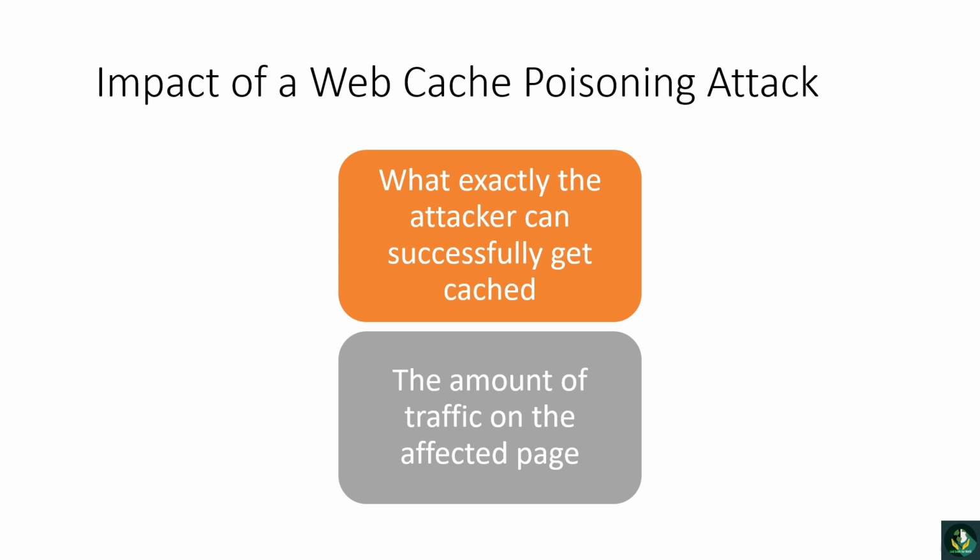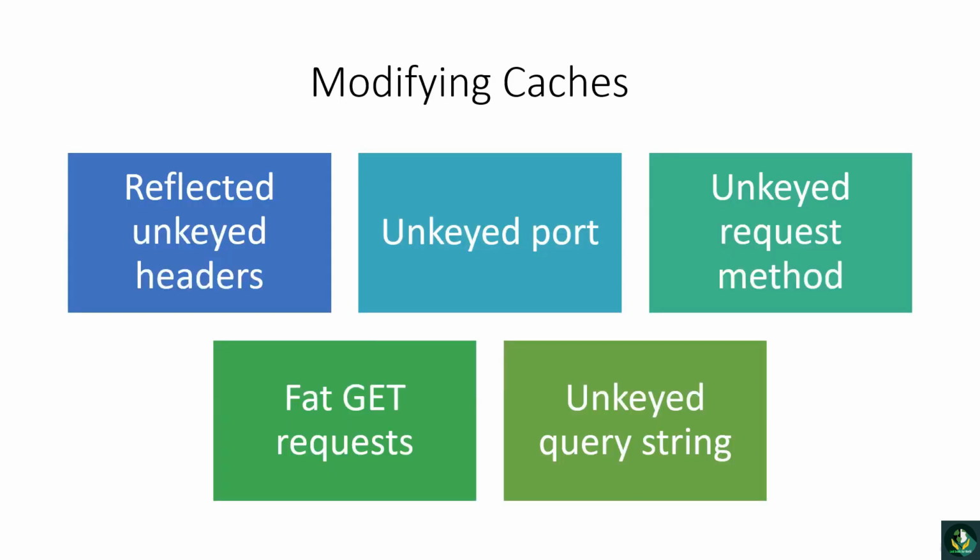There are several ways to impact a web cache poisoning attack. The first is what exactly the attacker can successfully get cached, and the second is the amount of traffic of the affected page. There are several ways of modifying the cache, depending on the cache mechanism. Here are a couple of them that allow web cache poisoning.